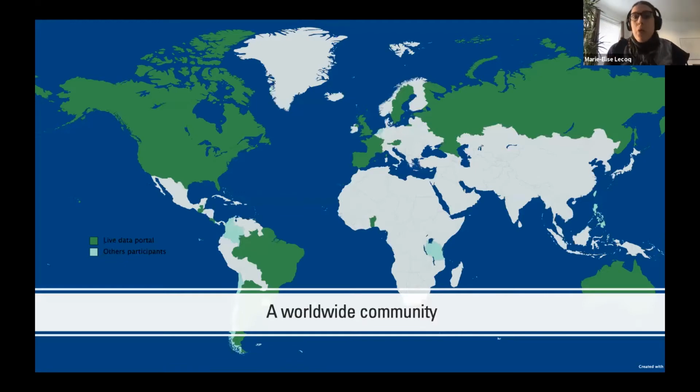So the community is a worldwide community. In green, you will see all of the countries that have an institution that hosts or develops a data portal based on LA. And in light blue, these are the countries that host institutions that are currently working on a data portal based on LA.